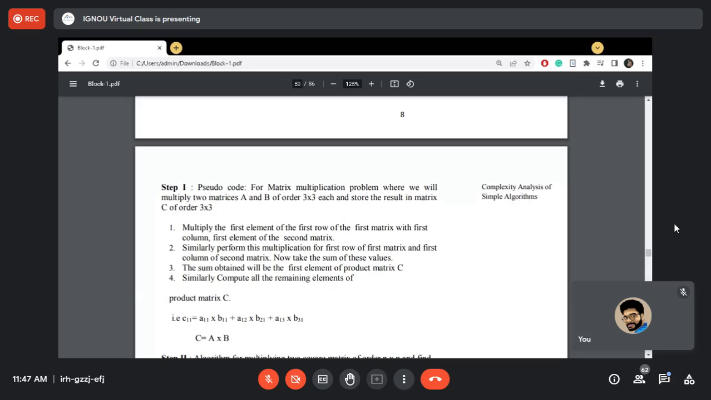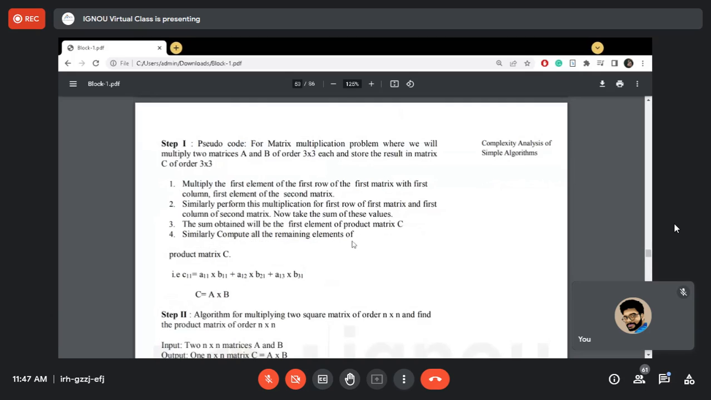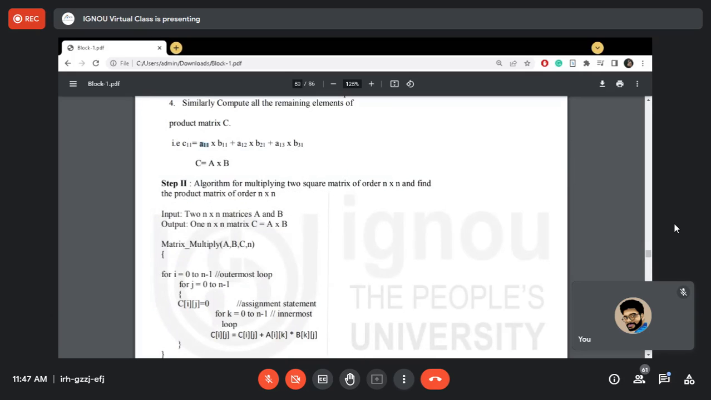So what we have to do is multiply the first element of the first row of the first matrix with the first element of the first column of the second matrix. Similarly, we multiply the first row of the first matrix and the first column of the second matrix. After that, we compute the sum obtained for the first element of the product matrix. Similarly, we compute all the remaining elements. In the end we add all the elements, and then we get the next element, that is C11.